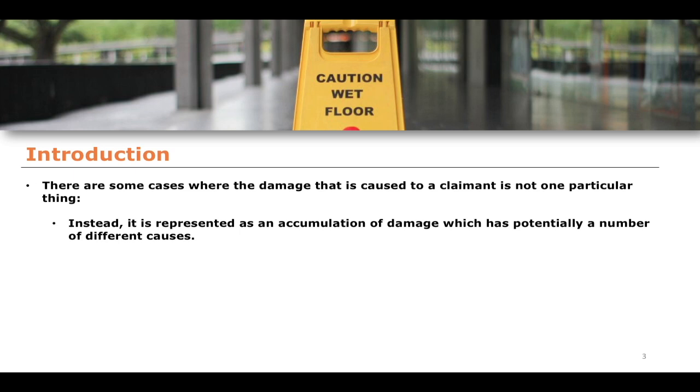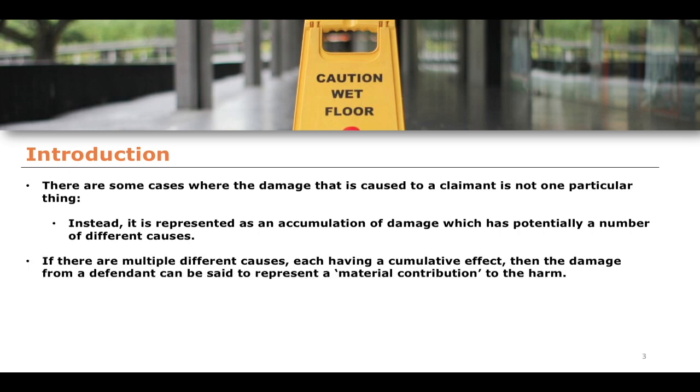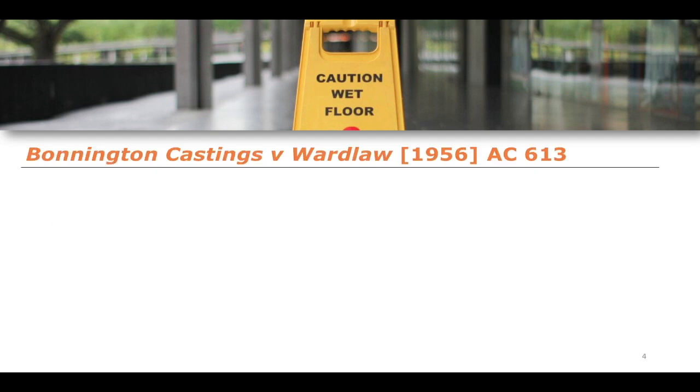There are quite a few cases that involve some kind of accumulation of harm, whereby the actual cause of the harm is not a single thing that happens at a single point in time, but maybe a combination of things that take place over a long period of time. If there are multiple different causes, each having a cumulative effect, then the damage from a defendant can be said to represent a material contribution to the harm, rather than being the only thing that causes the harm, i.e. the application of the but-for test.